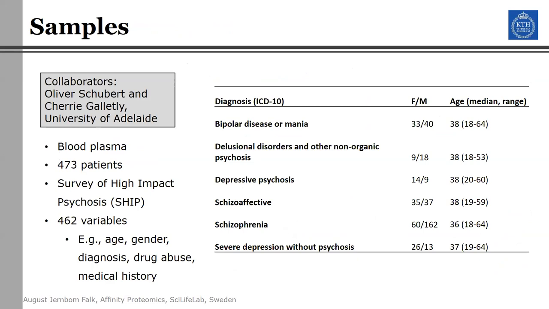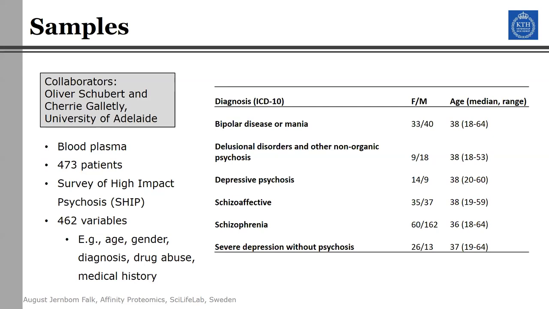Samples were kindly given to us by our collaborators Oliver Schubert and Sherry Gallatly at the University of Adelaide in Australia. These are blood plasma samples from 473 patients, and they were collected within the Survey of High Impact Psychosis, or SHIP, that was conducted in Australia a few years ago.